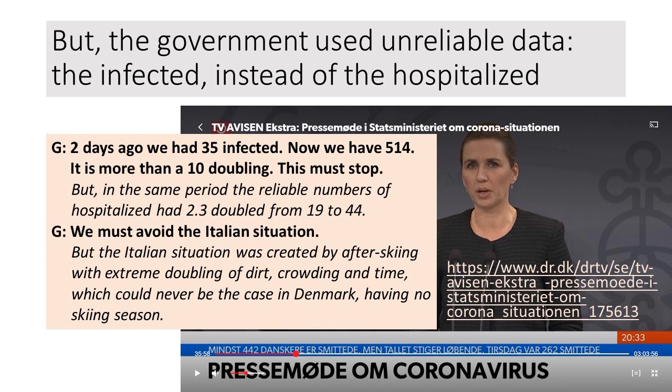But, in the same period, the reliable numbers of hospitalized had doubled only 2.3 times, from 19 to 44. The government also said, we must avoid the Italian situation. But, the Italian situation was created by after-skiing, with extreme doublings of dirt and crowding and time, which could never be the case in Denmark, having no skiing season.